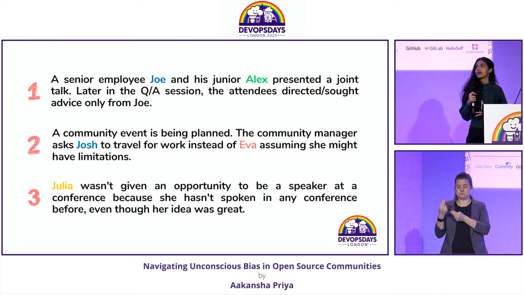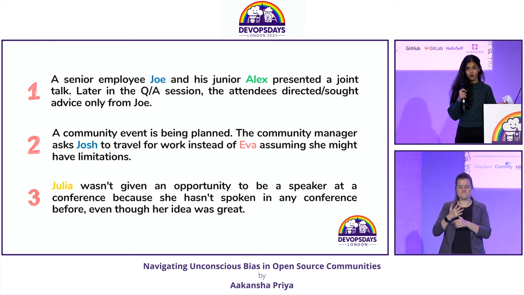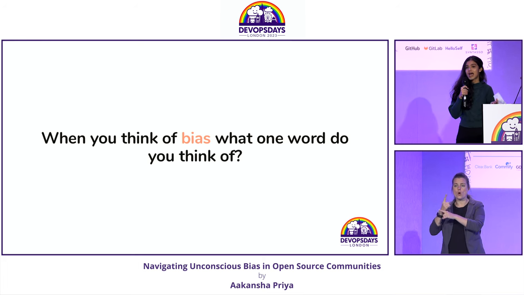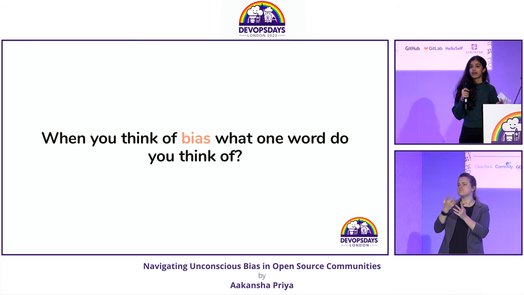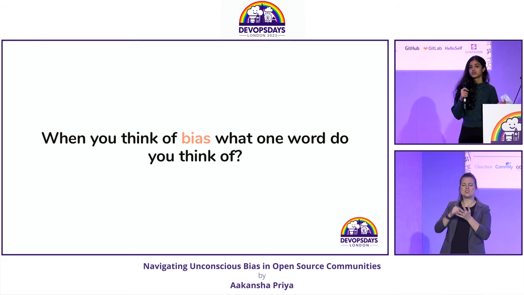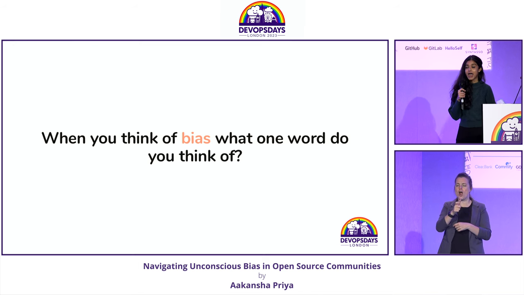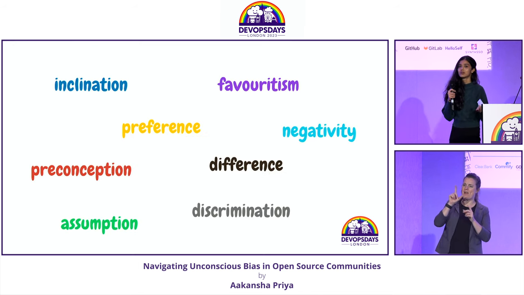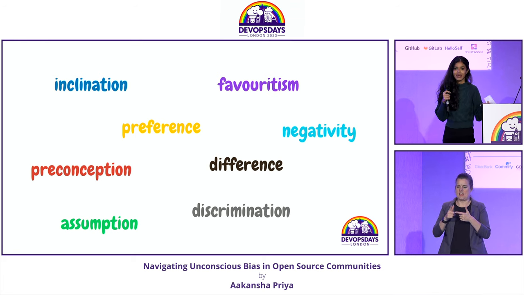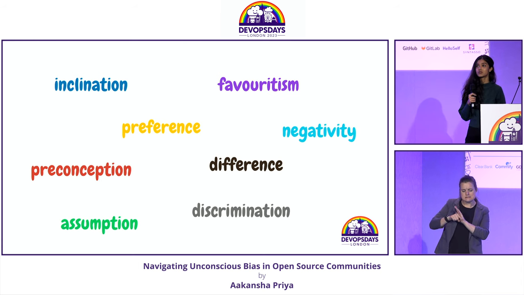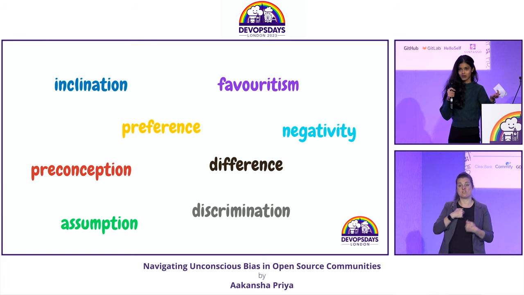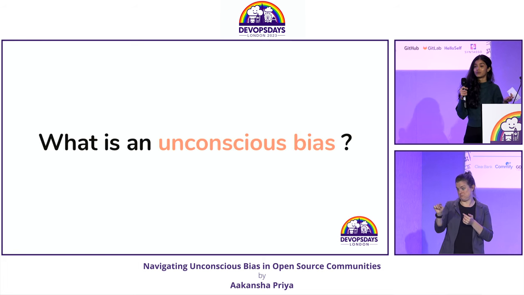And in the third scenario, Julia wanted to give a talk at some conference, but she was not allowed because she didn't have any prior experience. So you see, there were hidden biases in all three scenarios. What is that one word that comes to your mind when you hear the term bias? I'm pretty sure it must be revolving around words like favoritism, negativity, inclination, assumption, and so on. So why does it matter? Because even I have a bias, and I'm pretty sure even all of you have some kind of bias.